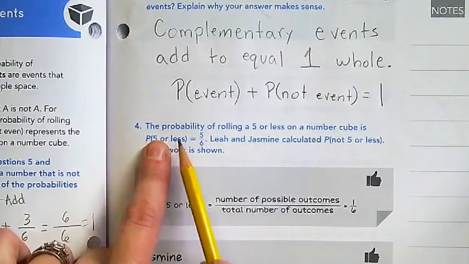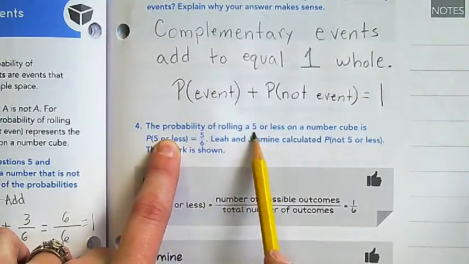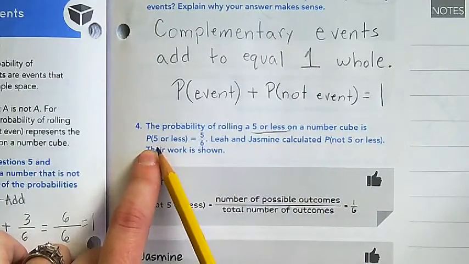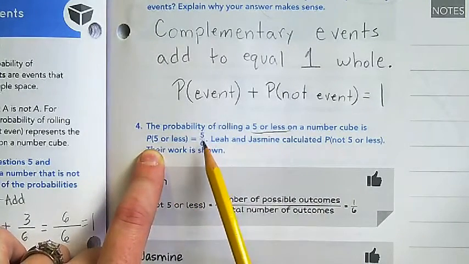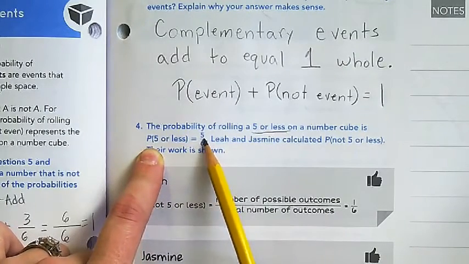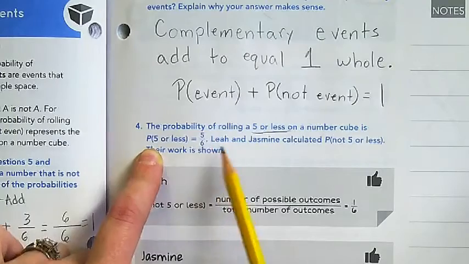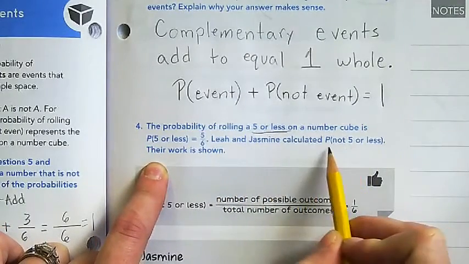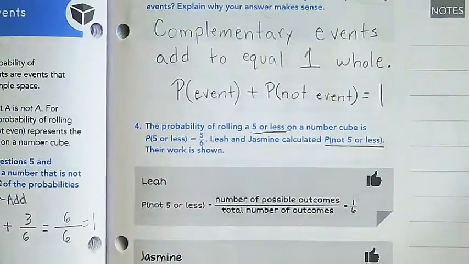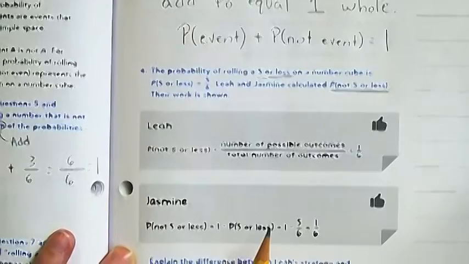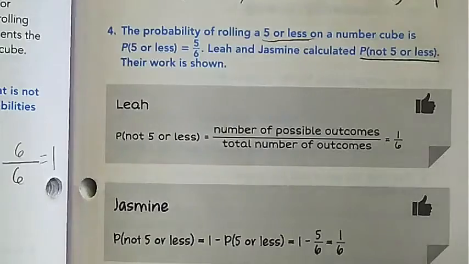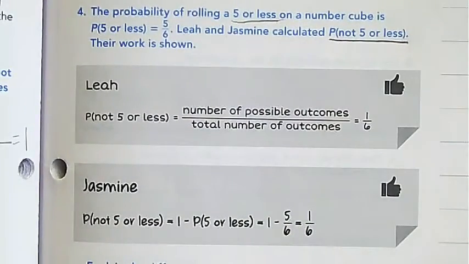Moving on to number 4, the probability of rolling a 5 or less on a number cube is 5 over 6. So we don't have to calculate that probability. It's given to us, 5/6. Leah and Jasmine calculate the probability of not 5 or less. So looking at their work, they calculated this 2 different ways. They both got it correct, but they did different methods.